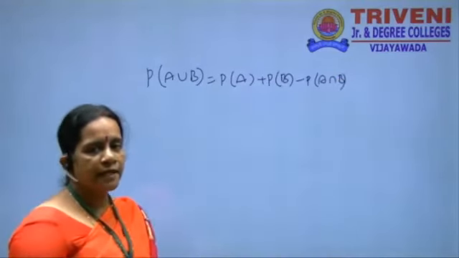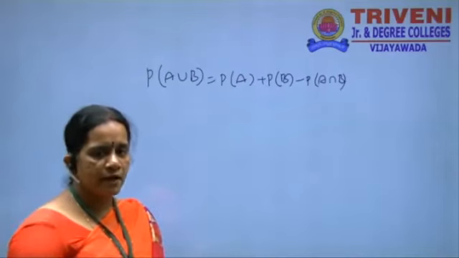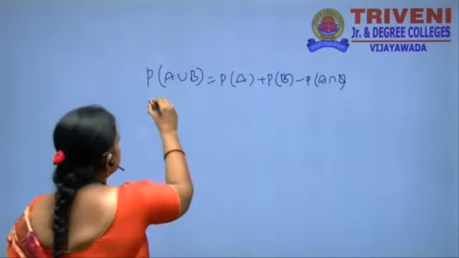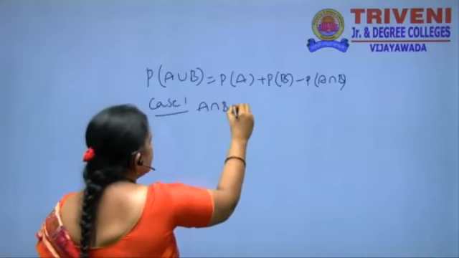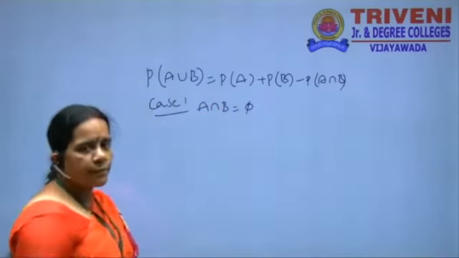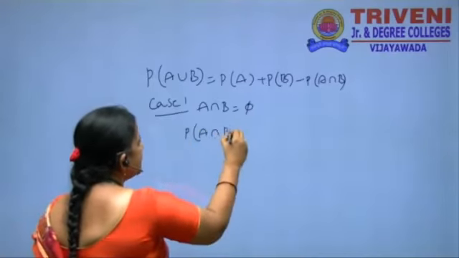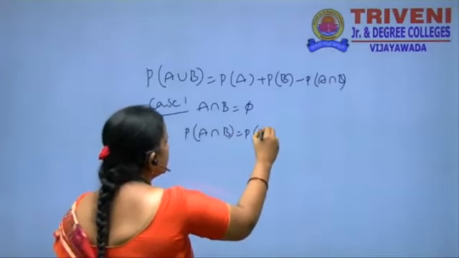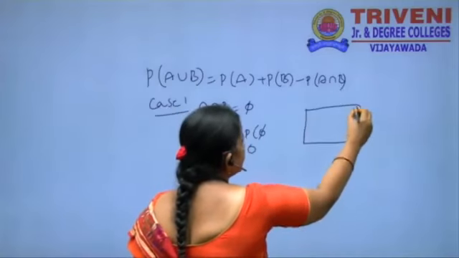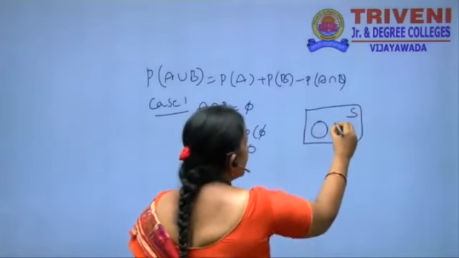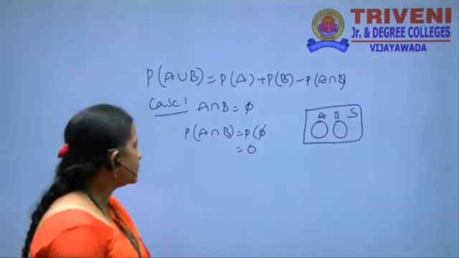Case 1 is A intersection B is equal to phi, and the second case is A intersection B is not equal to phi. Case 1: A intersection B is equal to phi. Applying probability on both sides, we get P of A intersection B is equal to P of phi, that is equal to 0. This can be represented in the diagram, where S is a sample space, and A and B are two events. Let us take A intersection B is equal to phi.